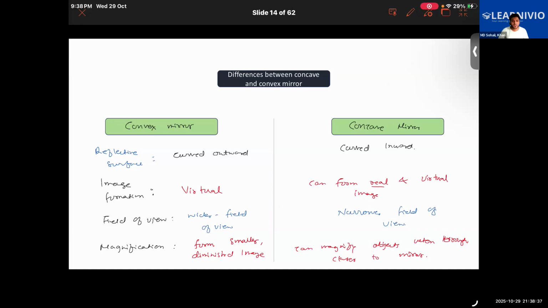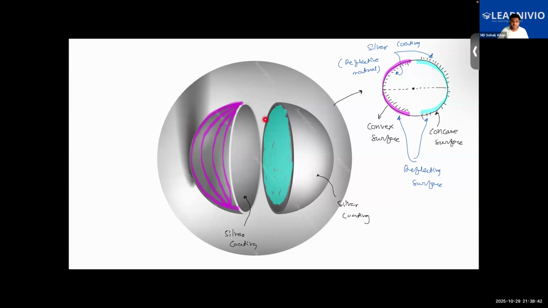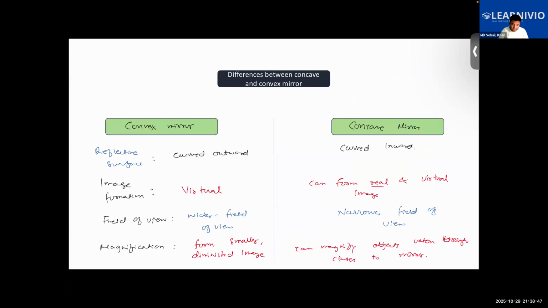Okay, no worries. So about the convex mirror, I have told you that their reflective surface is curved outward, whereas the concave mirror is curved inward. Just like the part of the spoon from where you eat, that portion is curved inward, so you can imagine it the same as a concave mirror. And the back side, which is curved outward, you can think of as a convex mirror.